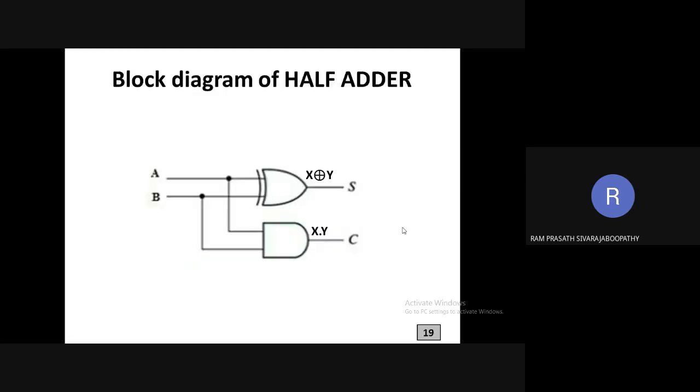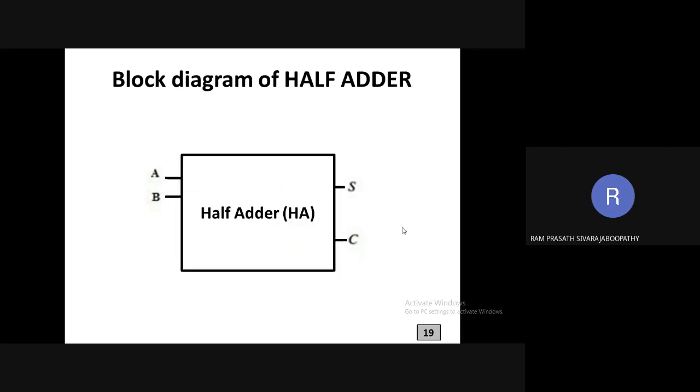4 bit. Before that we will go with how to represent this as a block diagram. Here we are having a half adder. So how can we represent the half adder? This half adder, how can I represent as a block? Like this. 2 inputs, 2 outputs. A, B are the inputs, S and C are the outputs. This is the block diagram representation.